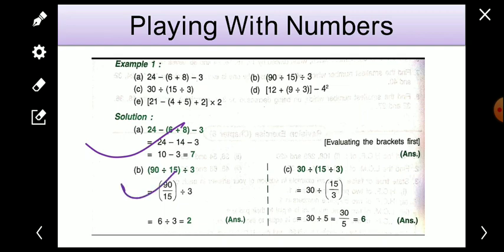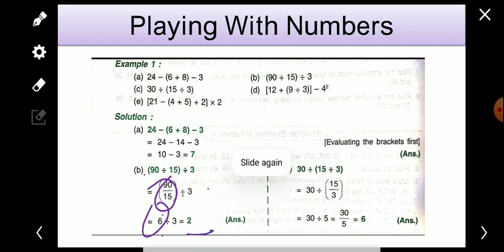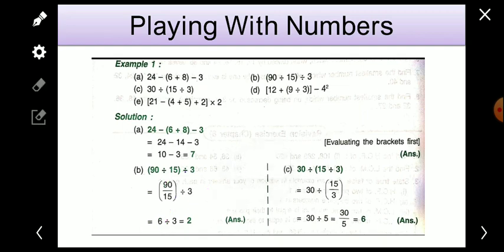Here also the same example is there, a bracket is there, so at first we will solve that. 19 minus 15 has been solved at first, it means 6, and then divided by 3, then 2. So like this we will solve the questions containing brackets. Suppose more than two brackets will be there, brackets inside brackets, like this type of question, then how to do?